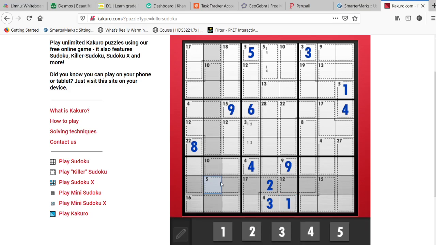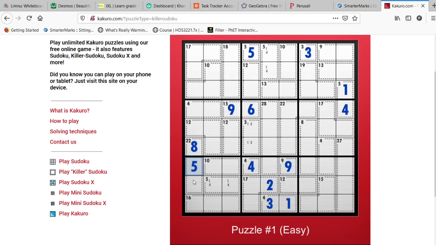We can make the same argument here. If we have a 2 in this row, this 5 cannot be 2 and 3. So that has to be a combination of 1 and 4. 22 minus 8 is 14. There's only 2 ways to make 14 with 2 numbers in killer Sudoku. It's either 5 and 9 or 6 and 8. It cannot be 6 and 8 because we already have an 8. So therefore it must be a 5 and a 9. Because of this 9 here, this one can't be a 9. That one has to be the 5, and this one is the 9.